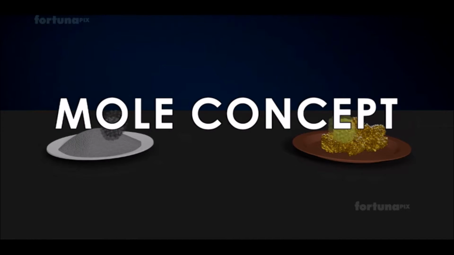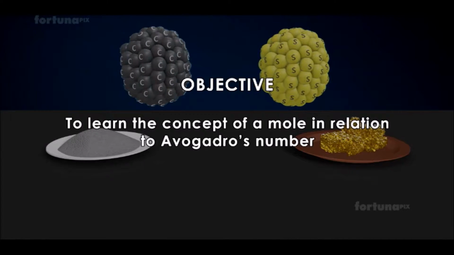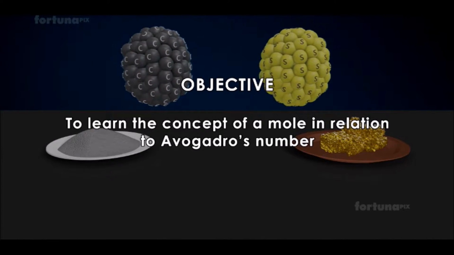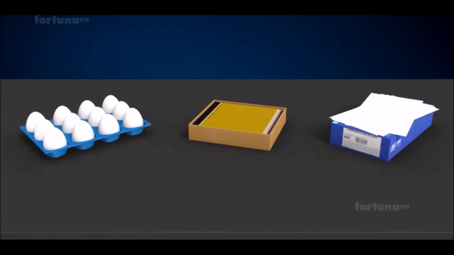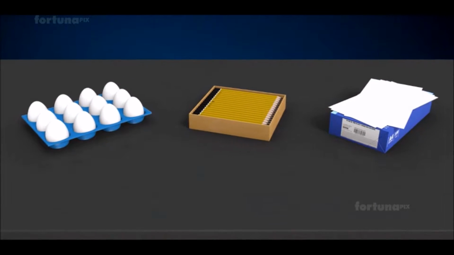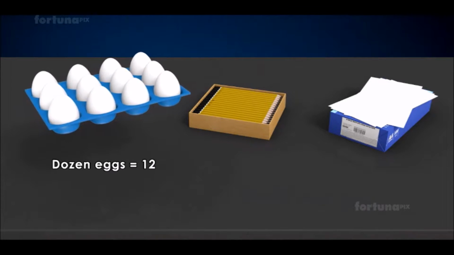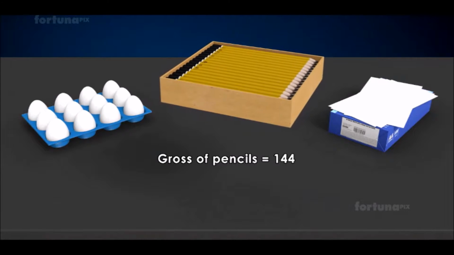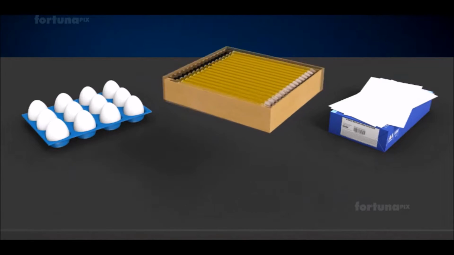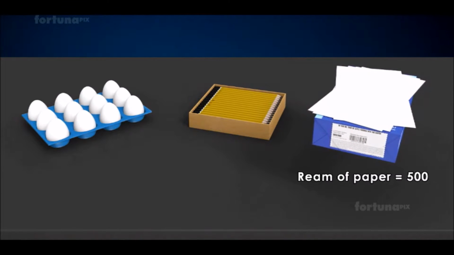Mole concept. Objective: to learn the concept of a mole in relation to Avogadro's number. In our everyday life, we often rely on specific terms of amounts to quickly suggest a number. For example, a dozen eggs tell us that it's 12 eggs. A gross of pencils will be 144 pencils. And a ream of paper is a bundle of 500 sheets.